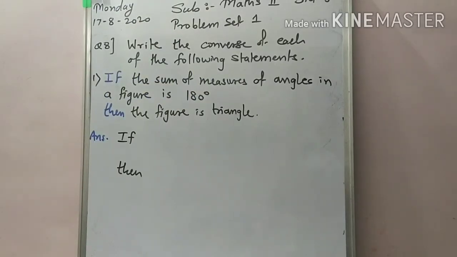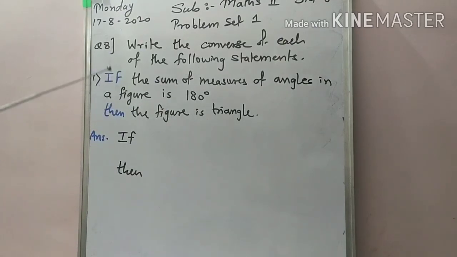Okay, now the 8th question is: write the converse of each of the following statements. Here also we have 4 statements. The first one is itself given in if-then form. If the sum of the measures of angles in a figure is 180 degrees, then the figure is a triangle. It's a property of the measures of angles of a triangle. So how do we write the converse of this statement?